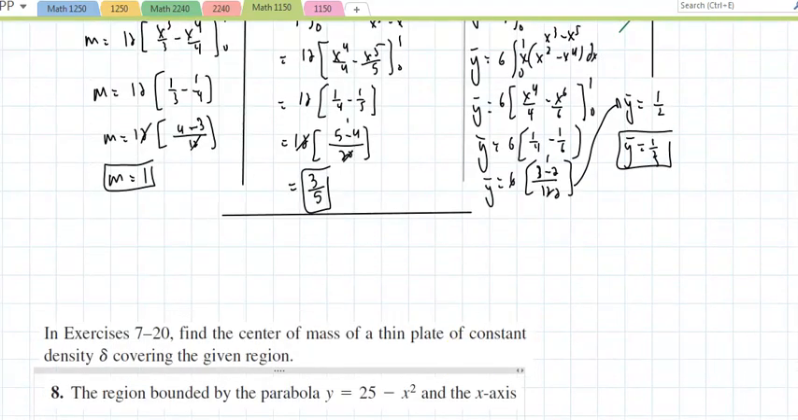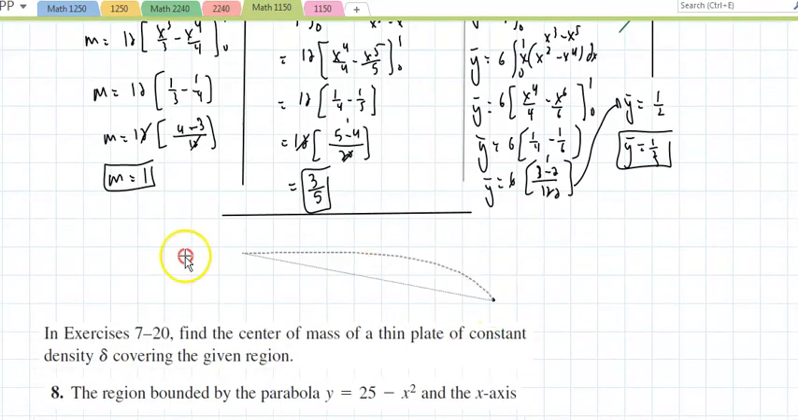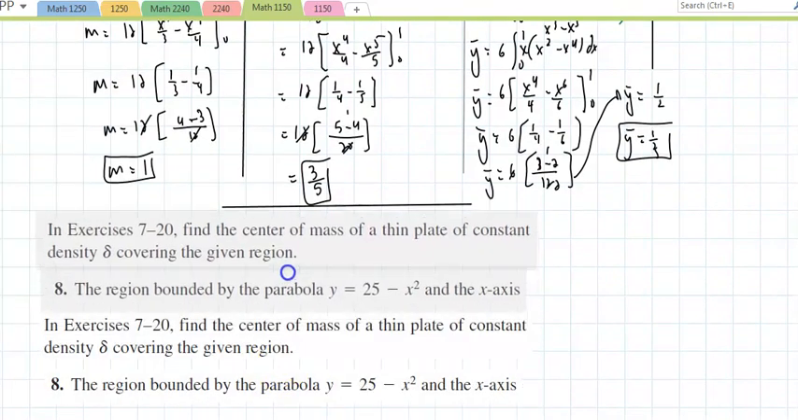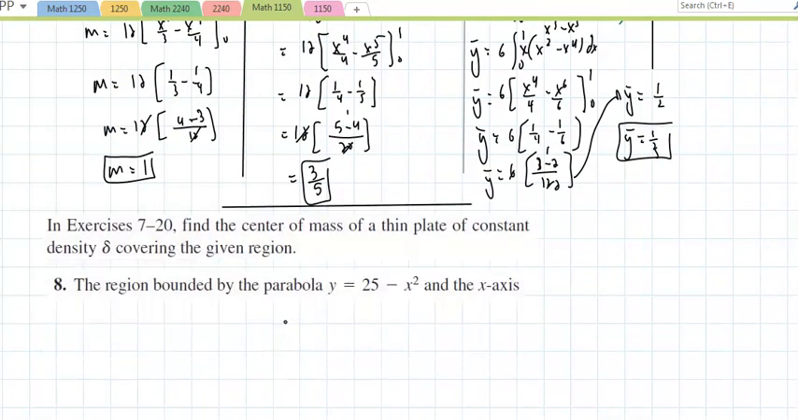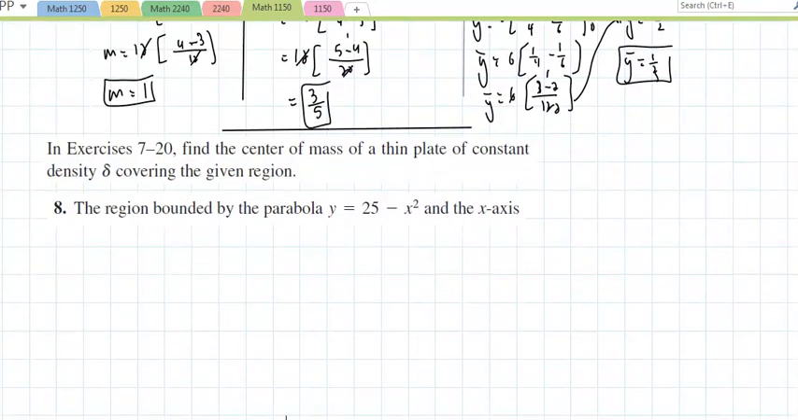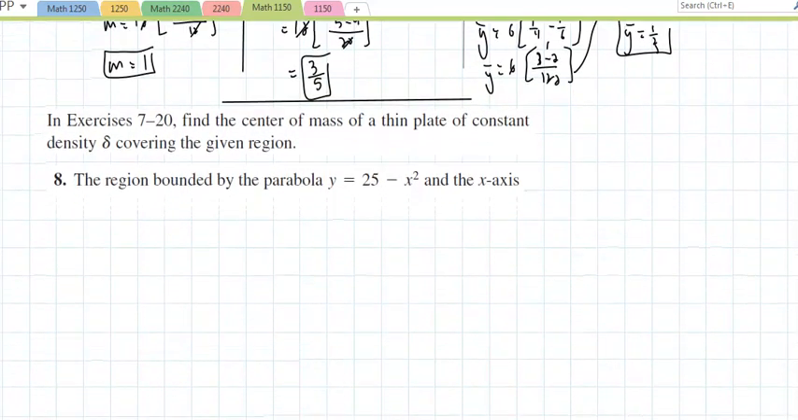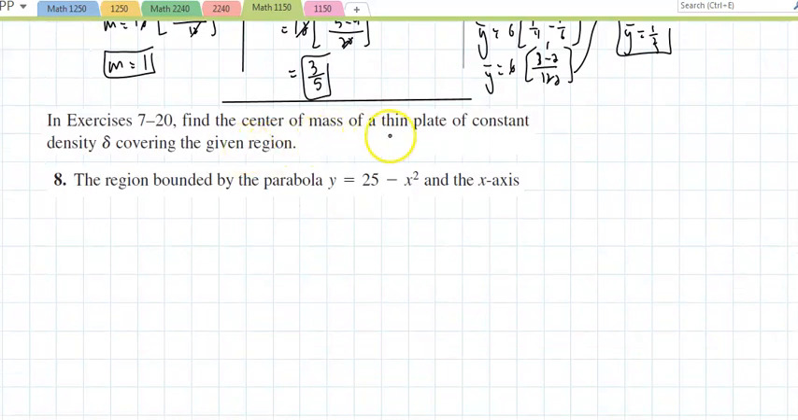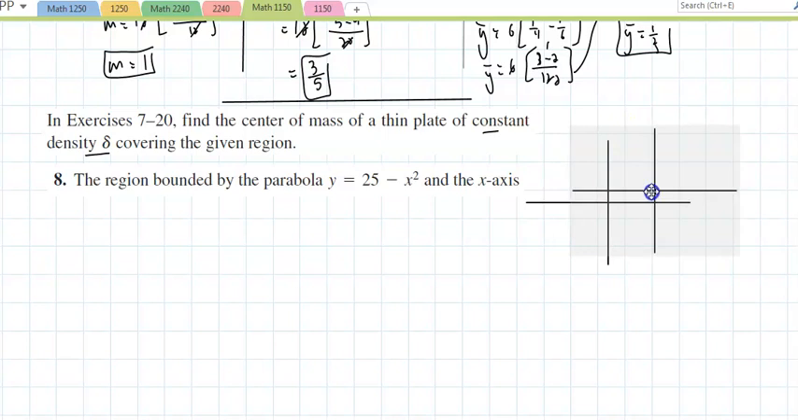And I have another problem. Sometimes the density is constant. It's the same everywhere, which means it's the same material, same thickness. Find the center of mass of a thin plate of constant density. And here, if the density is constant, then you could use symmetry easily. Parabola 25, let's say this is 25.